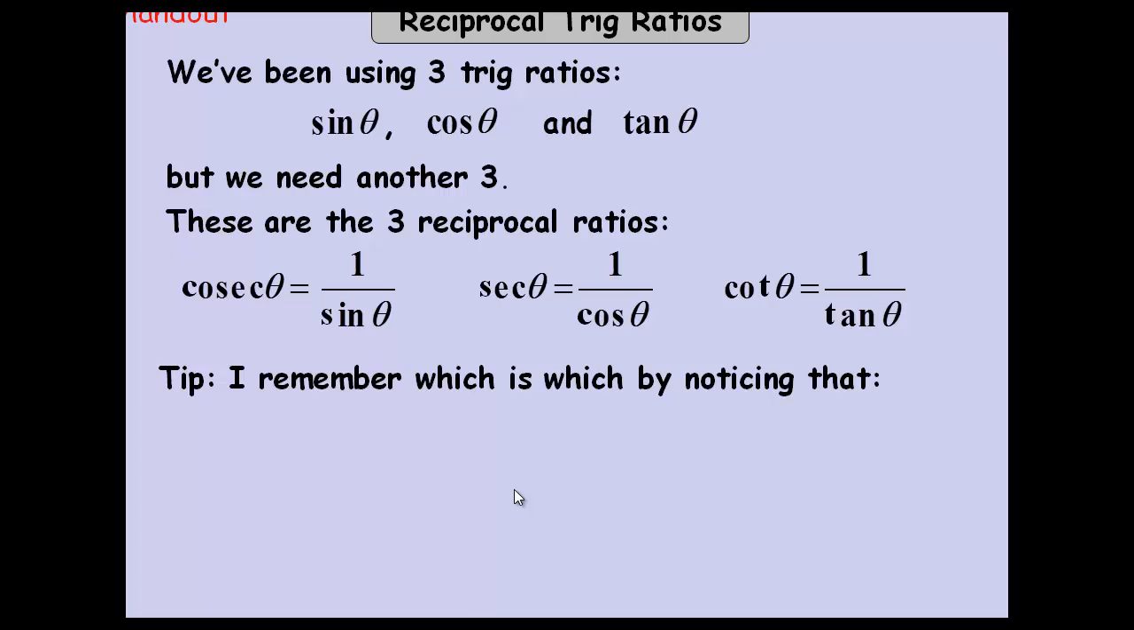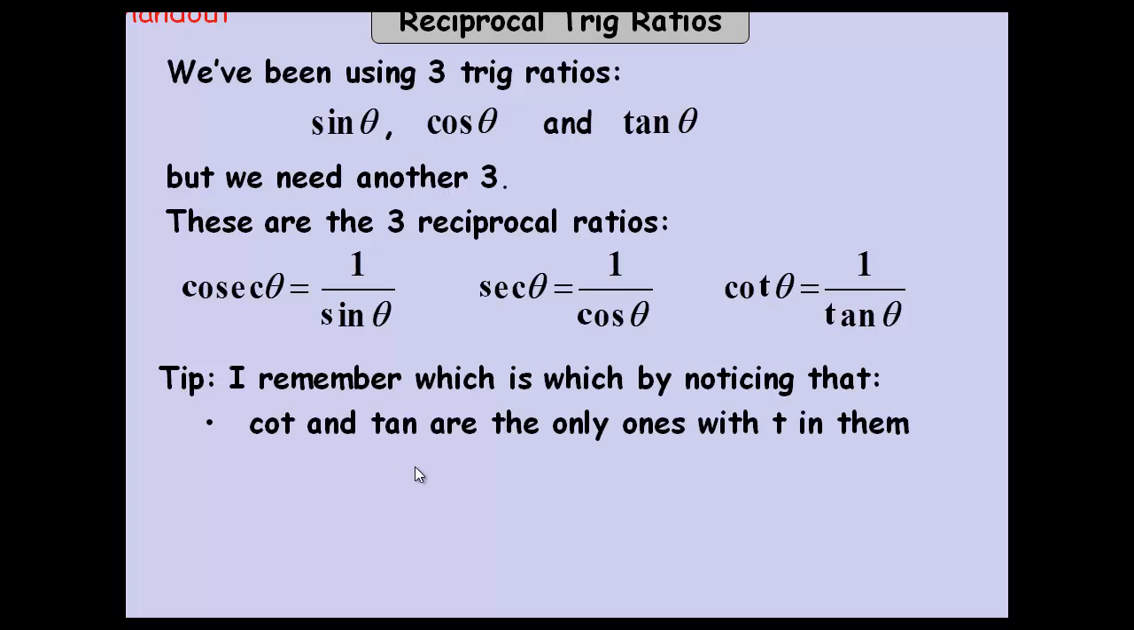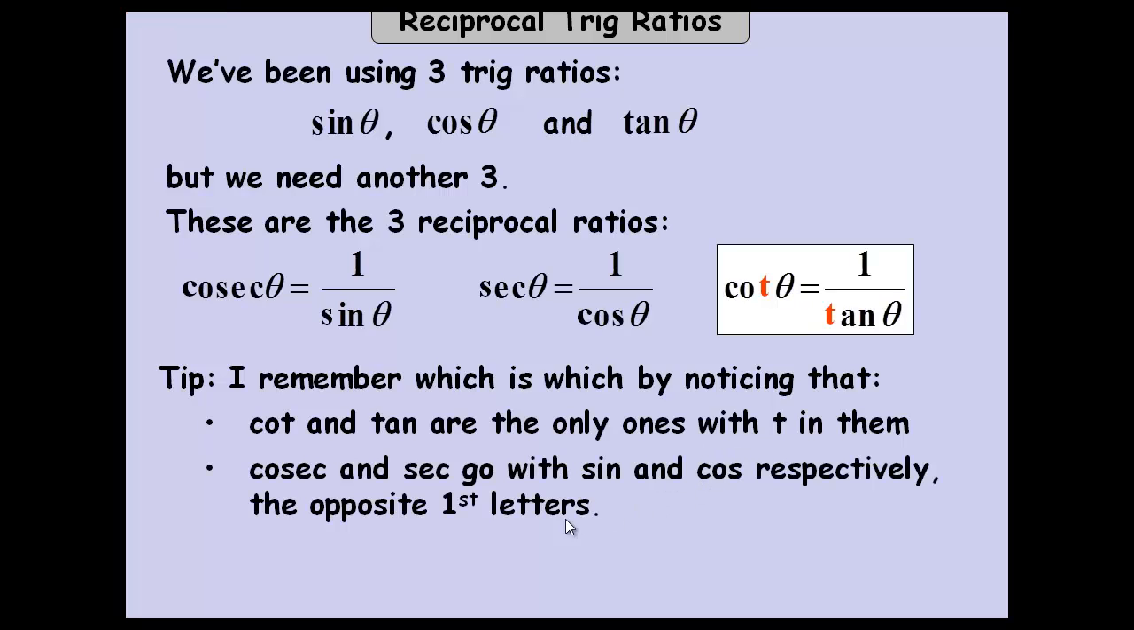There are several ways of remembering which reciprocal goes with which. One way is that cot and tan are the only ones with t in them, and cosec and sec go with sine and cos respectively with the opposite first letters.